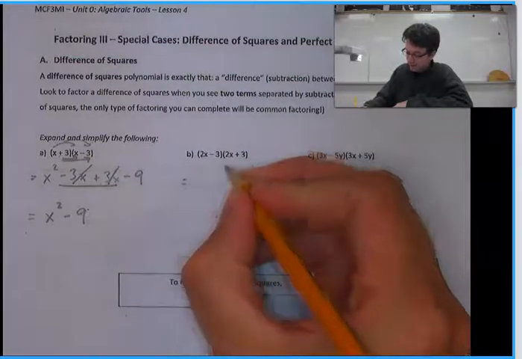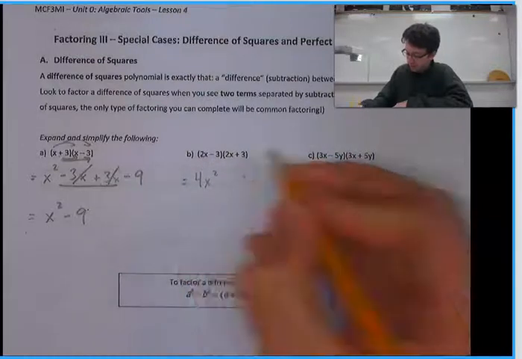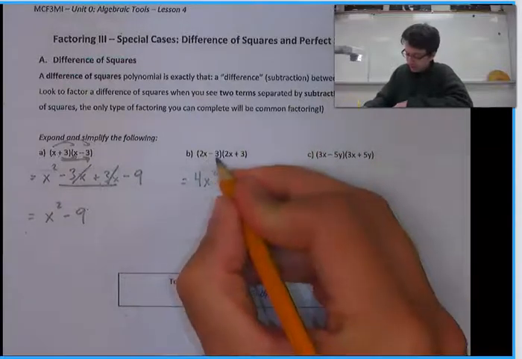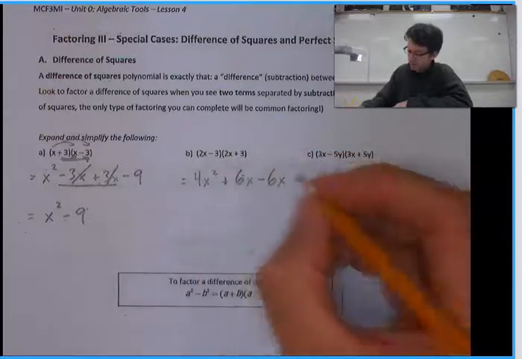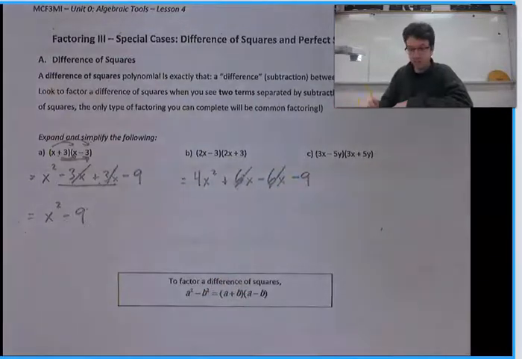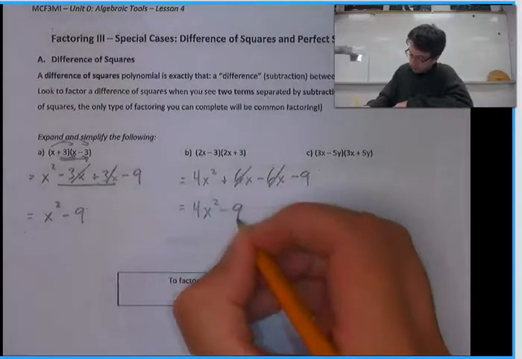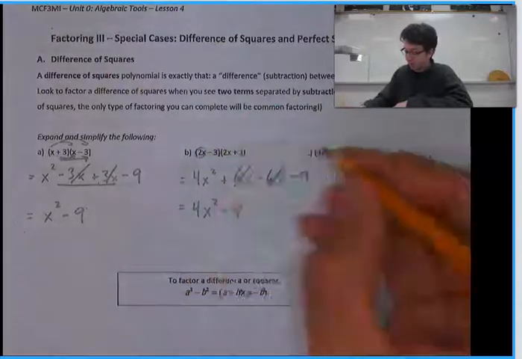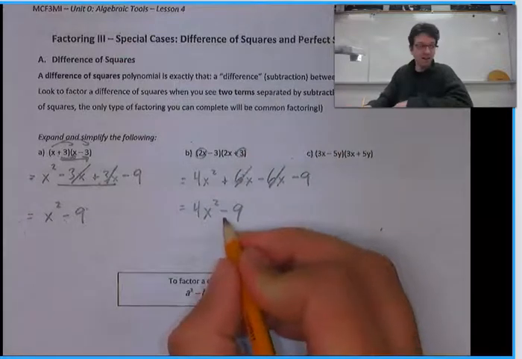So 2x times 2x is 4x squared. 2x times 3 is plus 6x. Then minus 3 times 2x, minus 6x. And then minus 3 times plus 3, minus 9. So again, our middle terms are canceling. And we're left with 4x squared minus 9, which again looks like all you do is square the first term and square the second term and subtract.